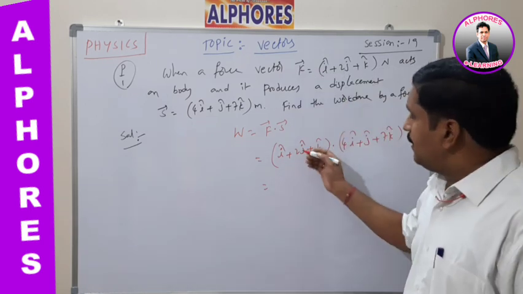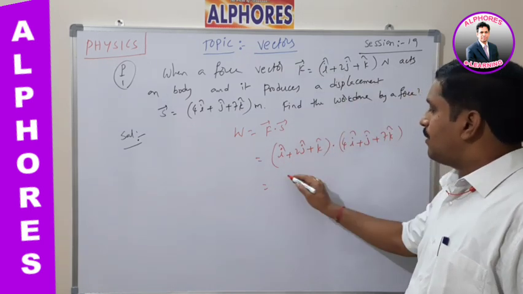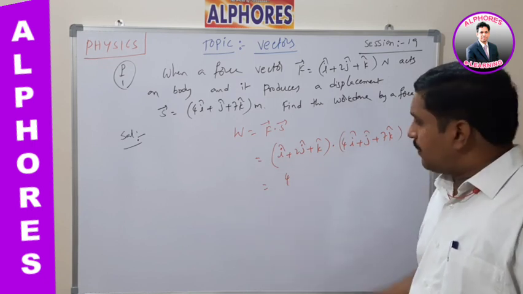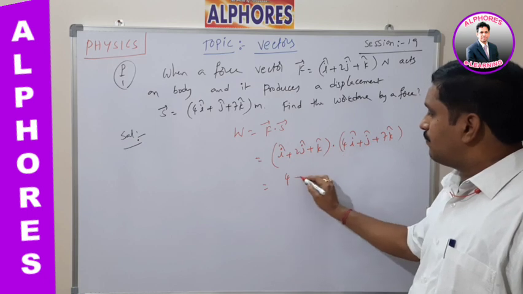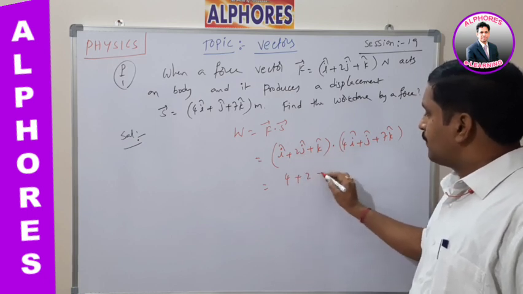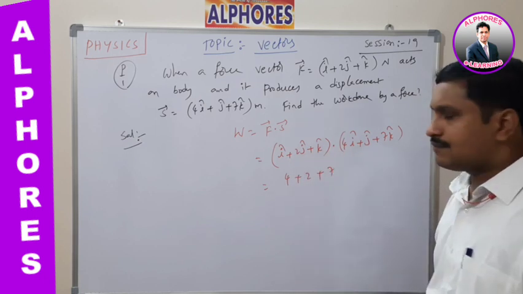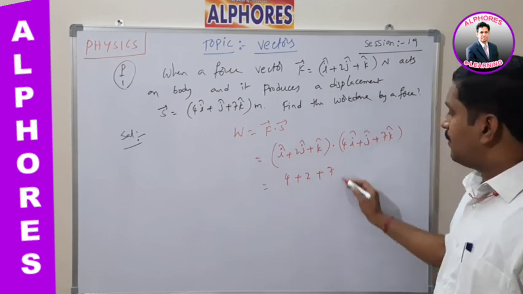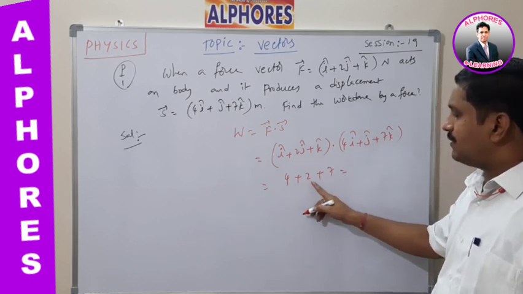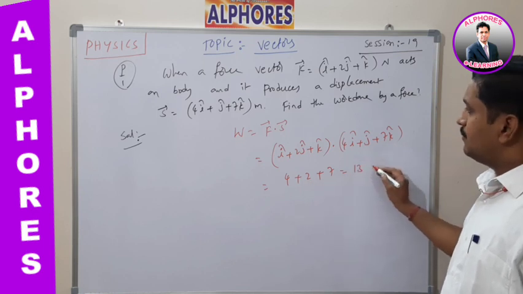That means, listen carefully, I cap dot 4I cap, how much? 4. By the multiplication of coefficients of these like vectors, like 1 into 4, 4, plus again 2 into 1, 2, plus again 7. Here 1 into 7, okay? That means what is the answer here, please tell me. So 4 plus 2, 6, 6 plus 7, 13 joules.